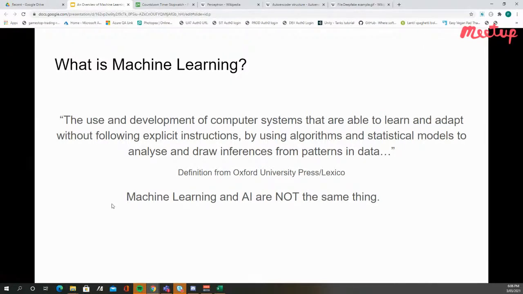Now, just to point out that machine learning and AI are sometimes thought of as the same thing. They're not actually. AI is much broader. It includes things like expert systems and agents that are not considered part of machine learning. Also, machine learning includes certain tools such as various statistical tools which are not considered AI as such. Just want to clarify that.